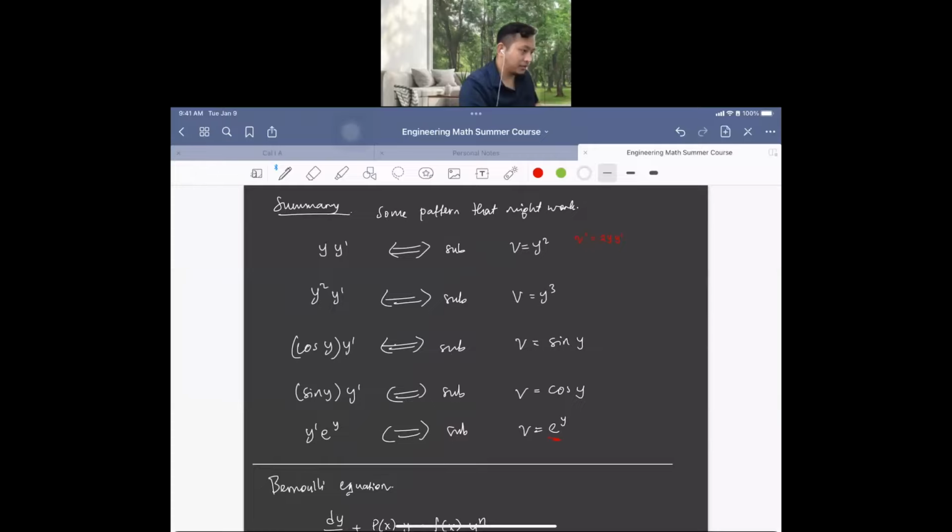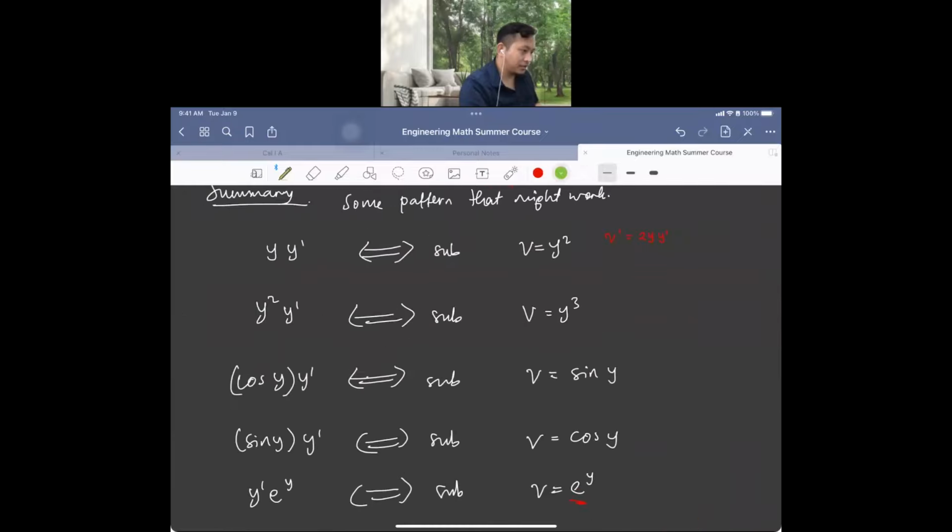But the pattern here is some pattern that might work for homogeneous. Let me write here for homogeneous. Usually we just stick to this or this, and you can maybe focus only on homogeneous, I think.